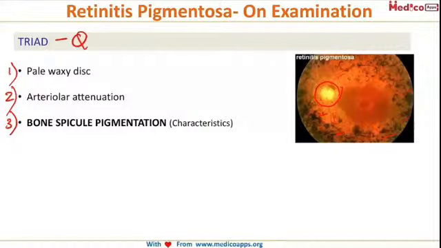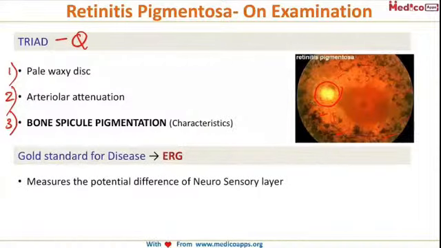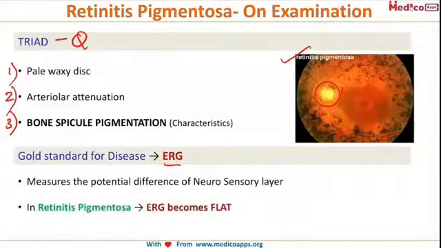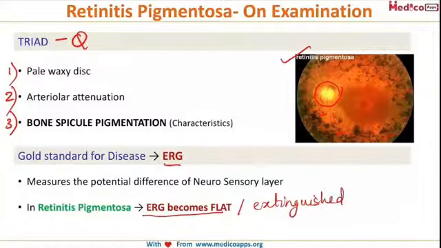Now the gold standard to diagnose retinitis pigmentosa is ERG. Though you can see these findings, you can only confirm on an ERG. What is an ERG? You're going to place the electrodes, one on the forehead of the patient and another on the cornea of the patient with the help of a contact lens. From these two electrodes, you will measure the potential difference of the neurosensory layer. And in retinitis pigmentosa, the ERG becomes flat. ERG is flat or extinguished. It is called an extinguished ERG in retinitis pigmentosa.